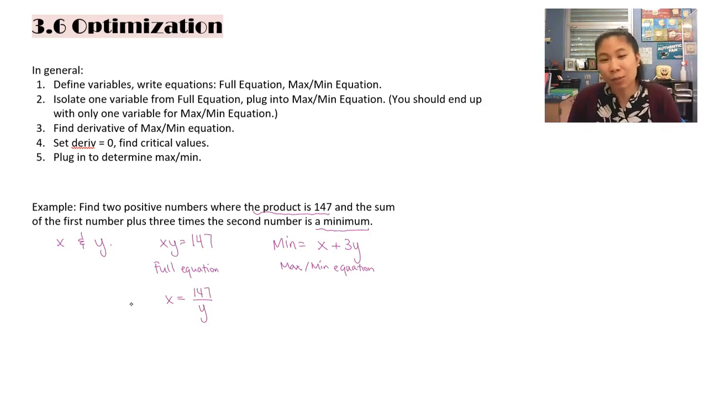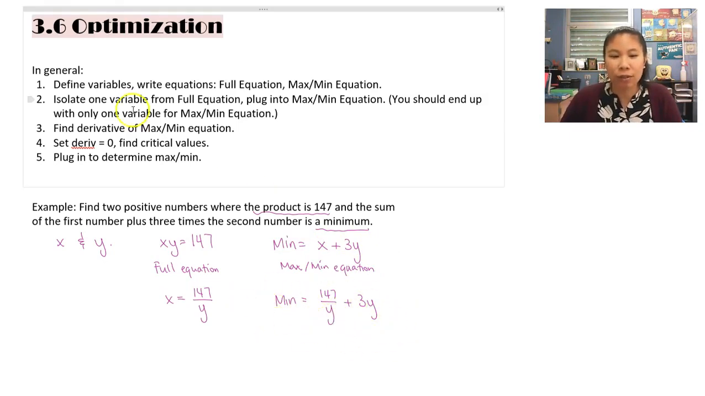Then we're substituting that into my minimizing equation. Now I can rewrite this as min equals, and instead of x, I'm going to write 147 over y plus 3y. Do you see how this minimizing equation only has one variable in it now? I only have y's rather than x's and y's. This makes it slightly nicer. Now that I'm down to just one variable, I want to find the derivative of this equation.